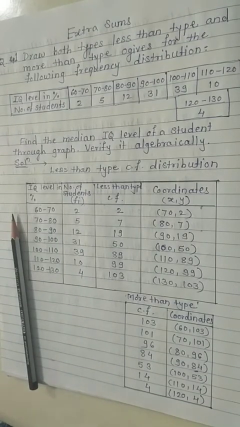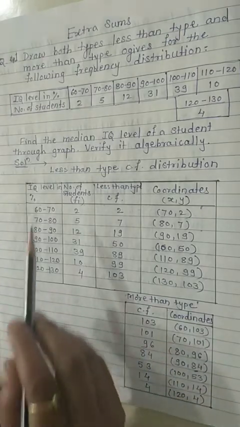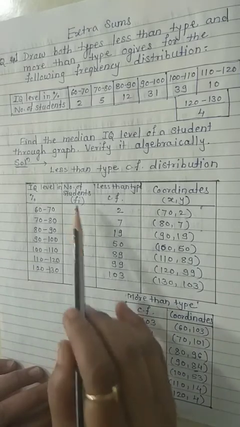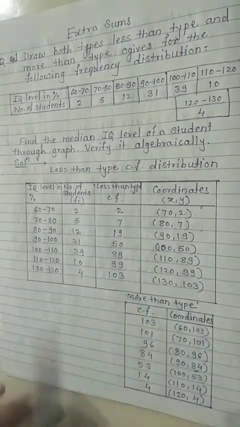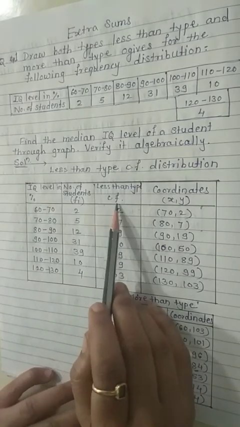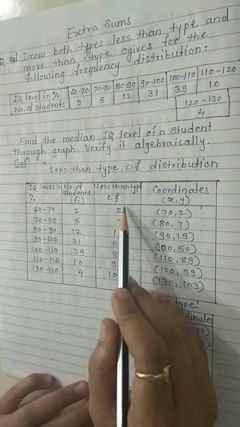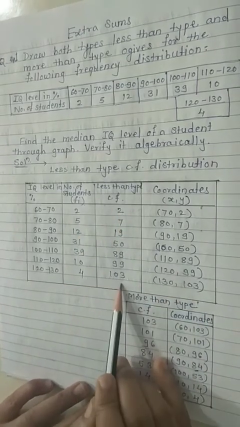Now we have to prepare the cumulative frequency distribution table for less than type cumulative frequency and for more than type cumulative frequency. So the first column in the frequency distribution is the given class intervals, then the second is of the given frequencies. Now get the cumulative frequency for less than type by adding the frequencies from the first class interval to the last class interval.